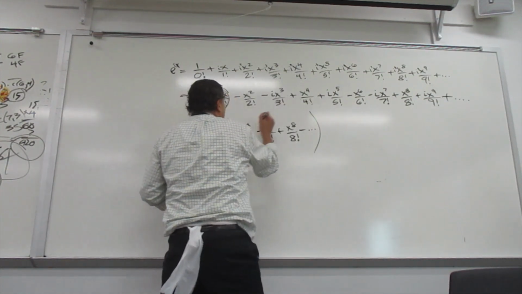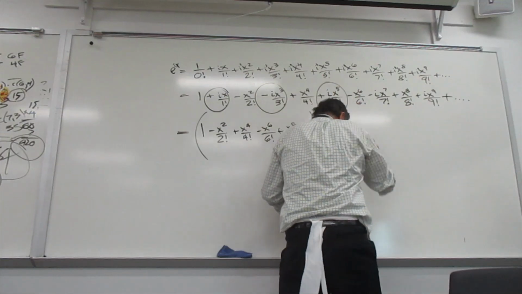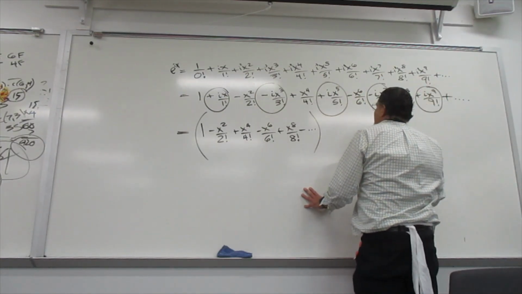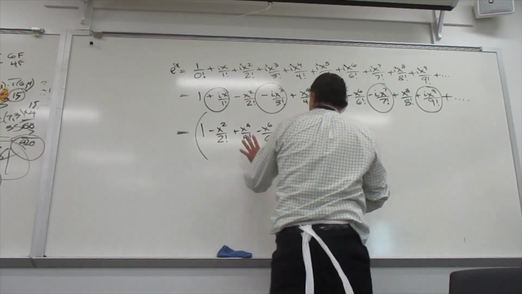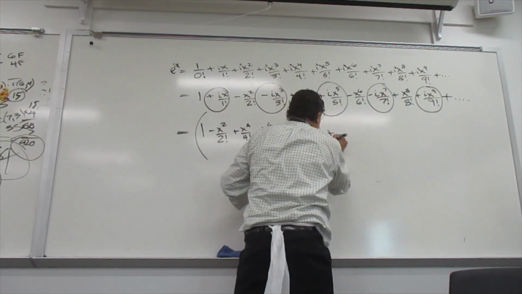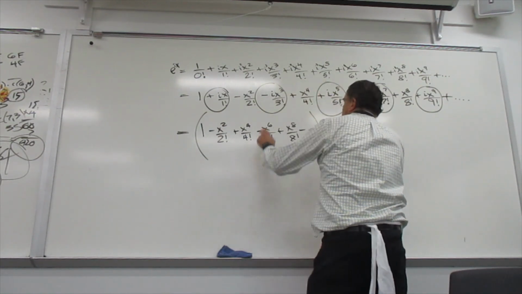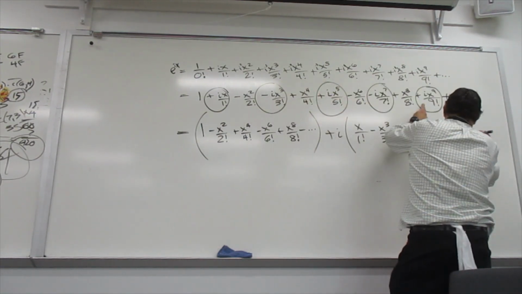The ones that I didn't write happen to be the ones with the i's. Oh yeah. And I'm going to write those over here, but I'm going to factor out an i. So I have x over 1 factorial minus yada yada yada.